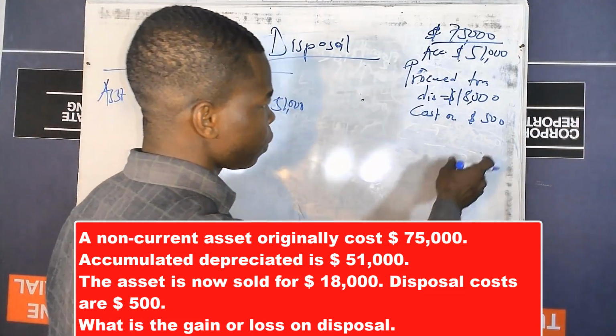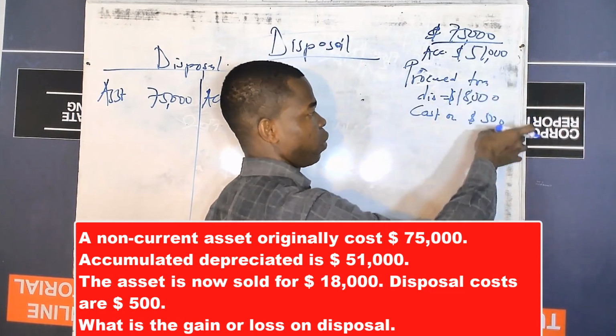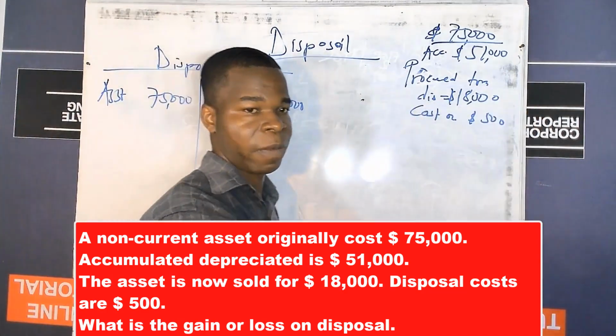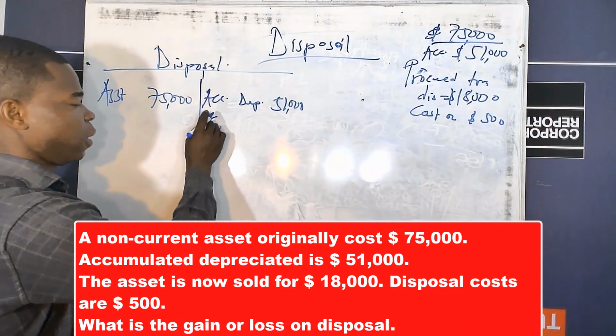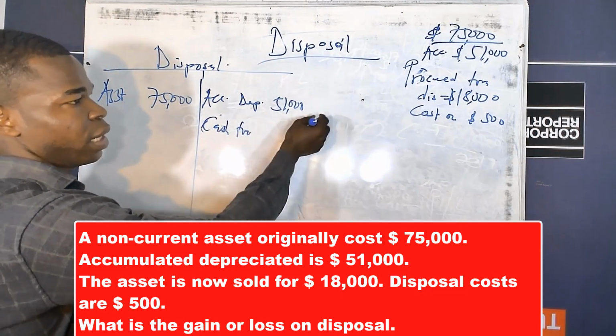And then when it comes to this one, we will deduct the cost from it to get the proceeds. So remember, when we are receiving cash, we debit cash and we credit the disposal account in the name of the proceeds from disposal. It can also be in cash here, cash from disposal. So here is going to be what?